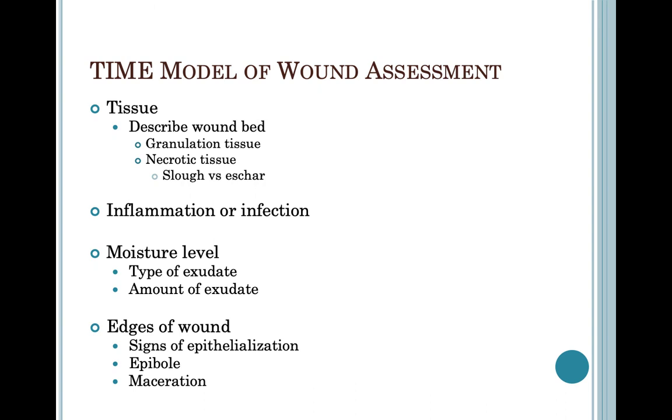I stands for inflammation or infection, so we're checking the wound and surrounding tissue for things like redness, warmth, swelling, odor, increase in exudate. M stands for moisture level, so we want to describe the type of exudate that's present and the amount of exudate. And then E stands for the edges of the wound. We're going to check for signs of healing or reepithelialization. We'll check for something called epiboly and also check for signs of too much moisture in the area, either from the wound exudate or from an improper choice of dressing or topical agent.